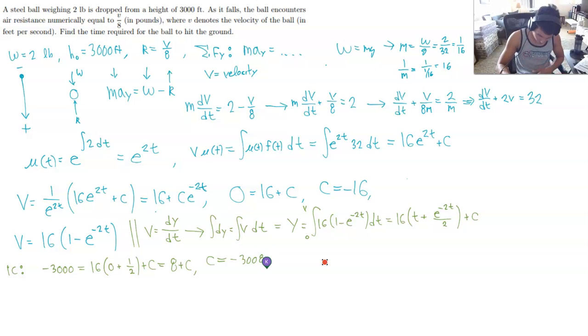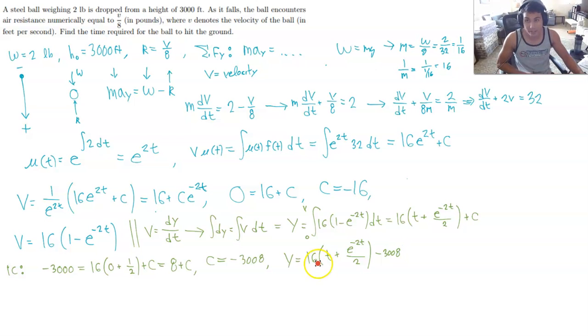So then we could write that y is equal to 16 times (t plus e to the negative 2t divided by 2) minus 3,008. Okay, so this is really useful. This equation tells you, once you jump off that plane, okay, I'm going to stop using the skydiving example. When you're on the plane and you drop the ball, it's going to tell you where the ball is at any moment in the sky if you put in some time for it. So this is your solution here.